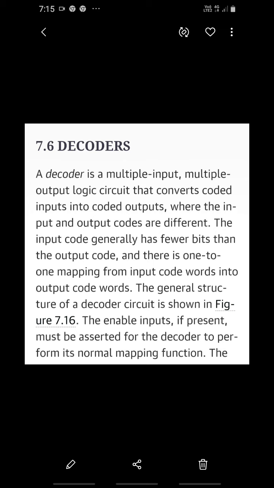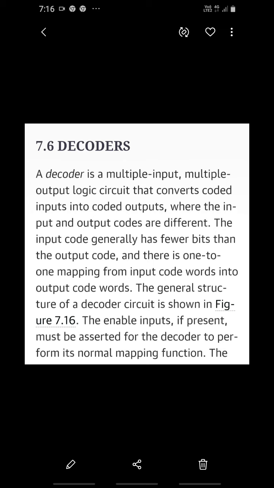The input code generally has fewer bits than the output code, and there is a one-to-one mapping from input code words into output code words.